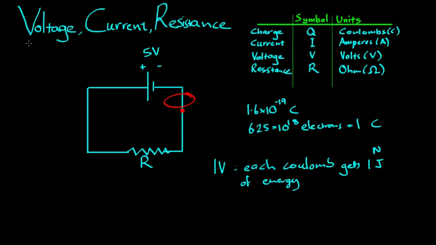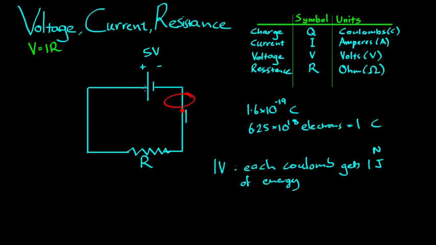So the law is Ohm's law. V equals I R. We understand voltage is the energy given to each coulomb. I is the number of coulombs passing a certain point per unit time. And resistance is what relates these two things in a circuit.